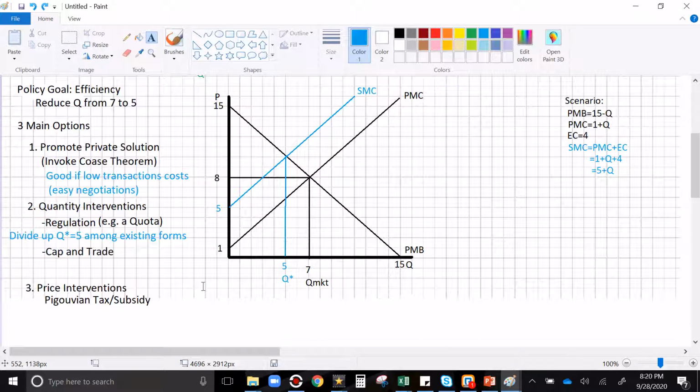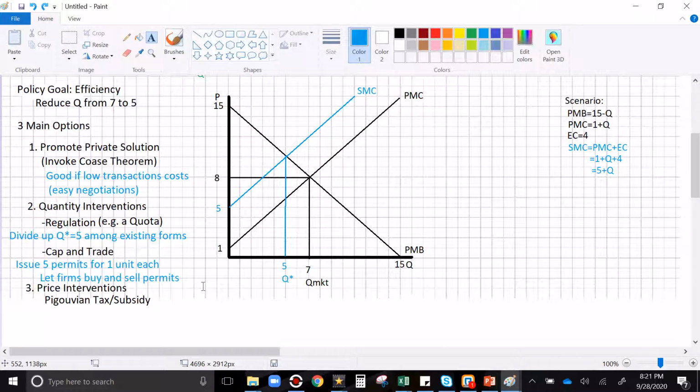Cap and trade is very similar in spirit because it's also about dividing up the quantity. But instead of just telling each firm how much they're allowed to produce, we're going to introduce more of a market system. So one example of dividing up the Q star would be issuing 5 permits for 1 unit of production each. So there's 5 permits for the 5 units, so it's got the Q star aspect. But then we let the firms buy and sell the permits. And the firms who benefit most from producing this good can buy the permits from the firms who benefit less. And these permits will get allocated to the firms that value them most.